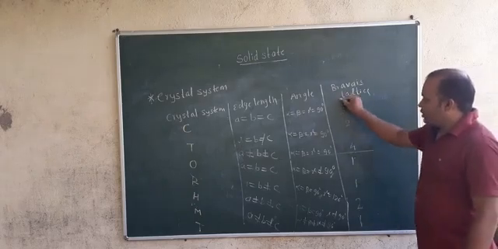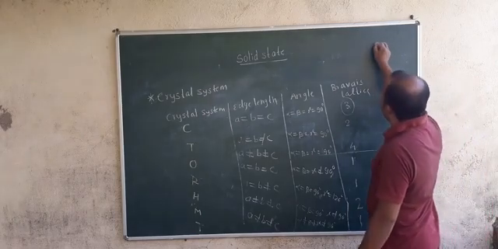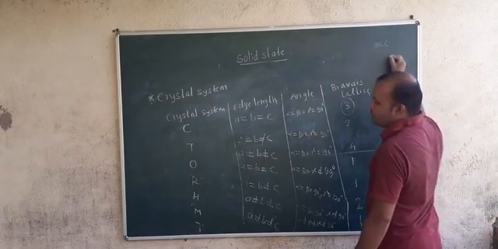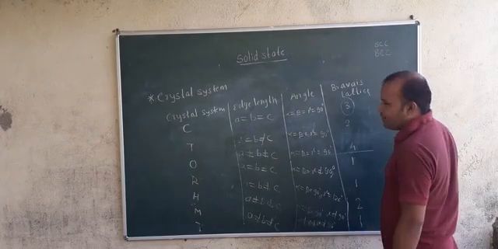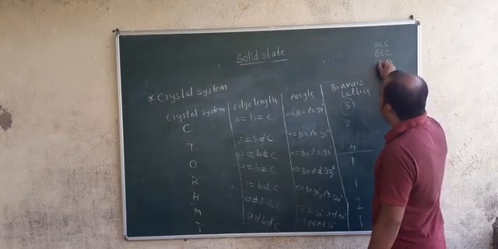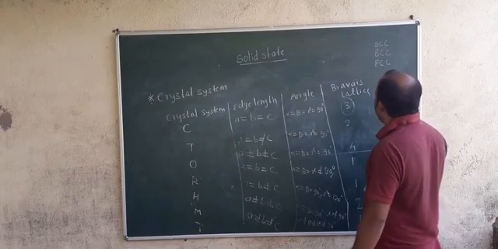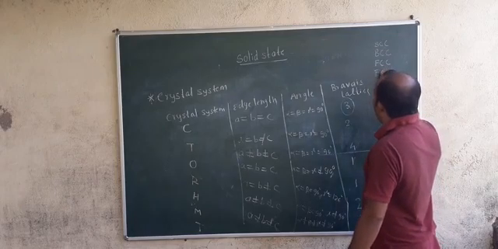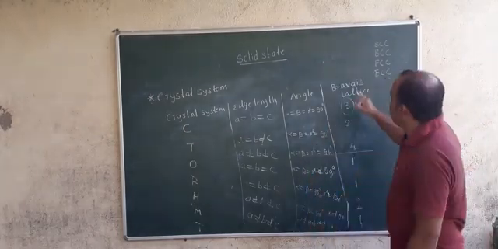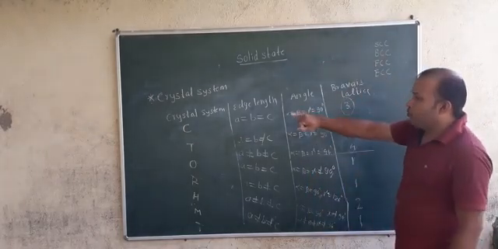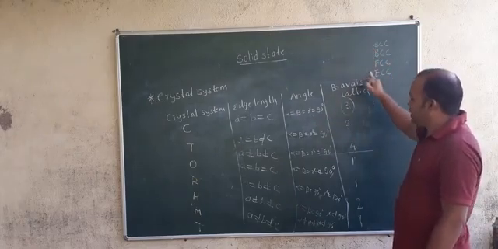So these are of 3 types. Which 3 types? And we know the sequence. First one is SCC, simple cubic crystal. Second one is BCC, that is body center cubic crystal. Third one is FCC, that is face center cubic crystal. And the last one is ECC, that is end center cubic crystal. So this cubic is of 3 types: SCC, BCC, FCC.